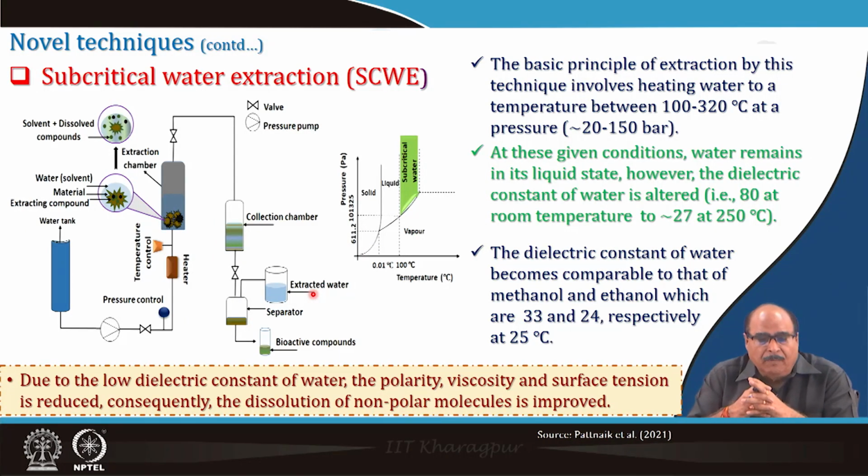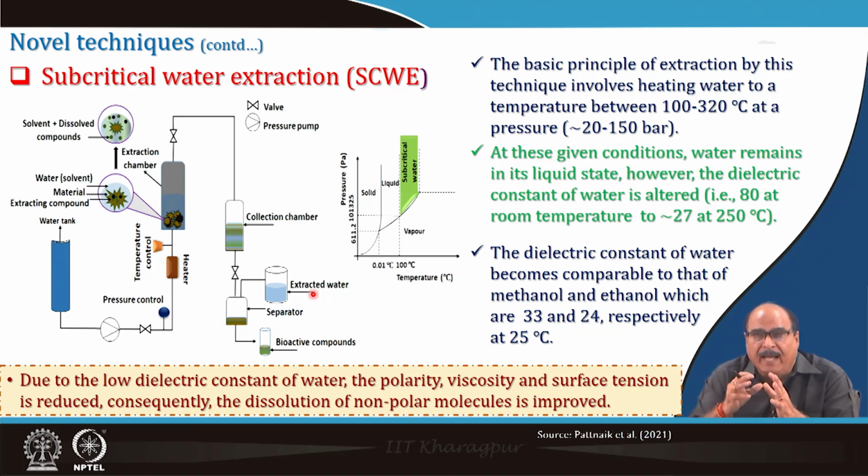Then subcritical water extraction. Again, this is on a similar principle, but here, rather than carbon dioxide, water is used in a subcritical state. The basic principle of extraction by this technique involves heating water to a temperature between 100 to 320 degrees Celsius at a pressure of about 20 to 150 bar. At these given conditions, water remains in the liquid state.